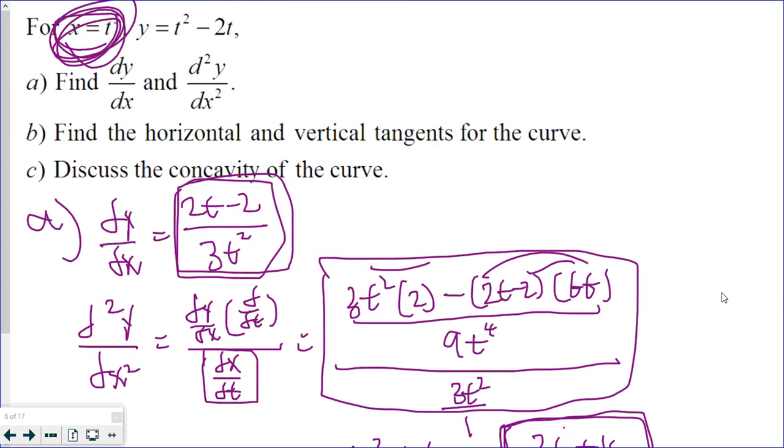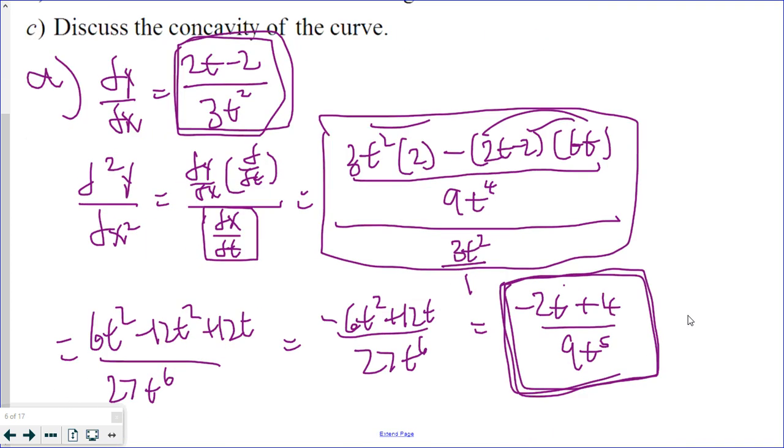Okay, so let's try part B. I'm going to copy this over. We're going to do a new slide.